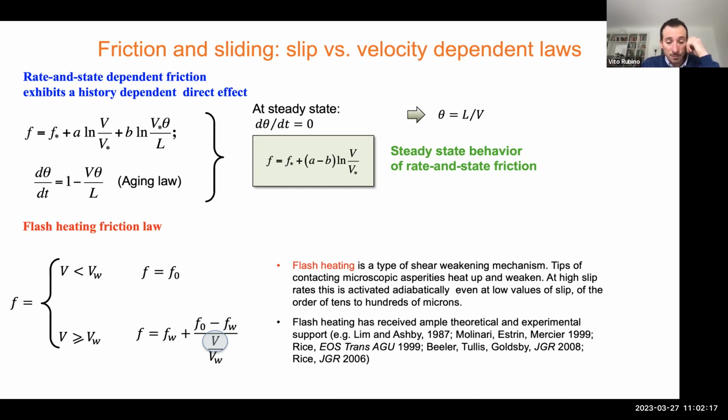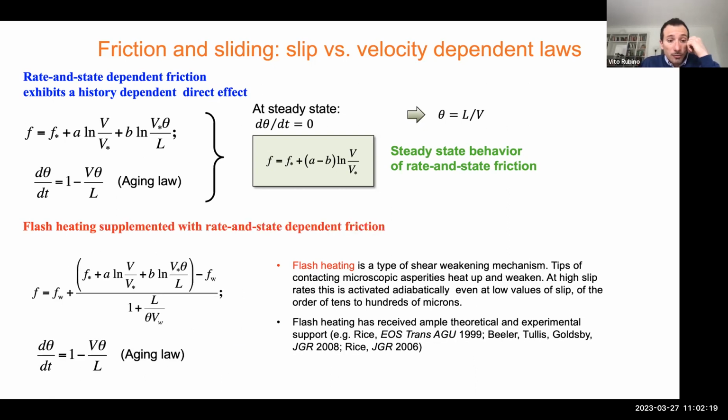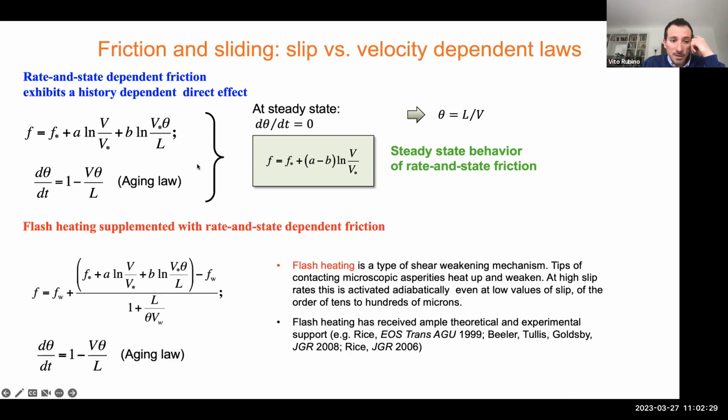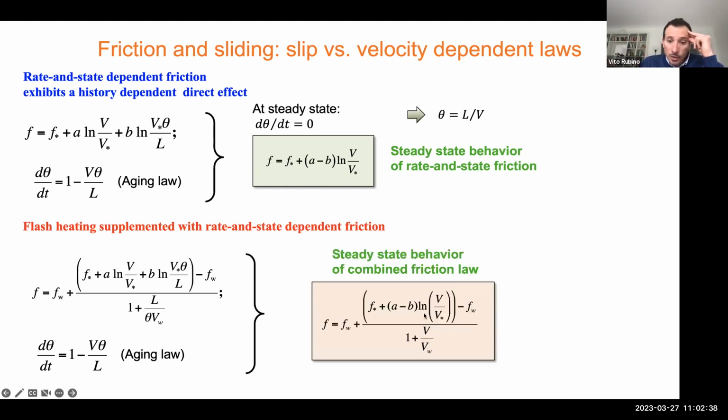And it was later picked up by Rice, Beeler, Tullis, and Goldsby, and others, and introduced into earthquake mechanics friction. Another point is that we can take this constant friction here, this f0, and we can take it to be the rate and state, so that we can link the rate and state with the flash heating, like so. And we also have here a state variable. And at steady state, we have this evolution.